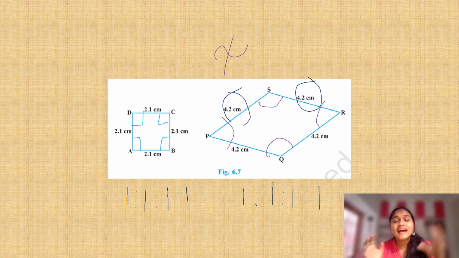Alright. So, similarity requires two conditions. One, that all of the angles are exactly equal, and the other, that the sides are of the same proportion. In the next video, we'll see more exciting things in this chapter and solve interesting problems.